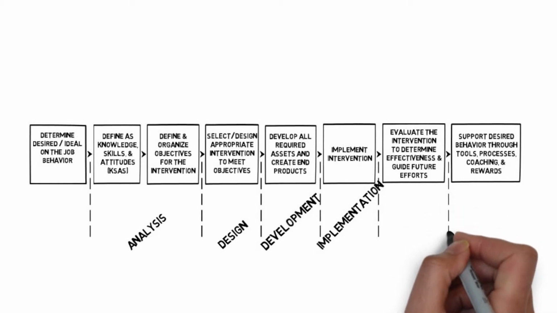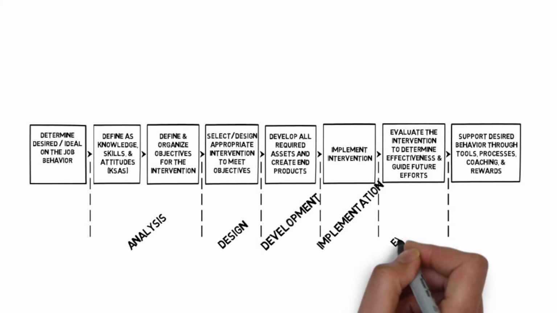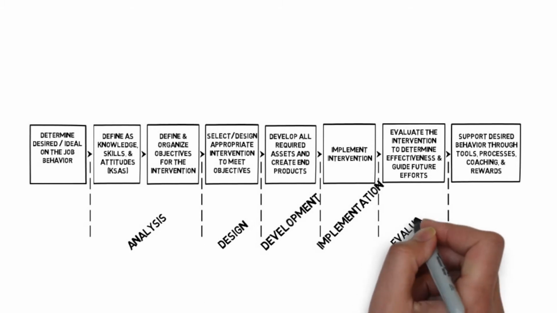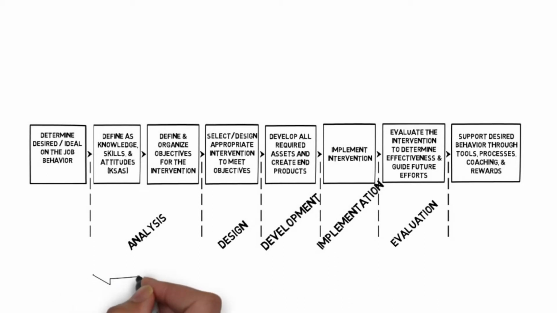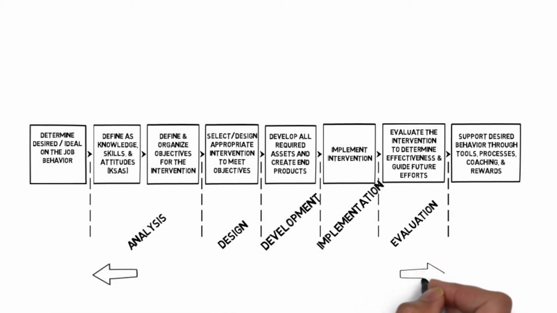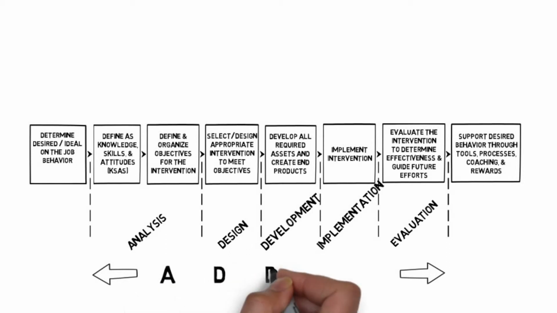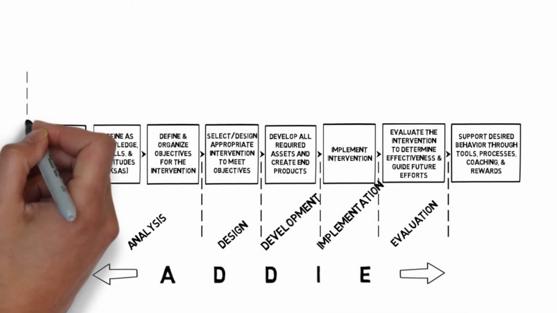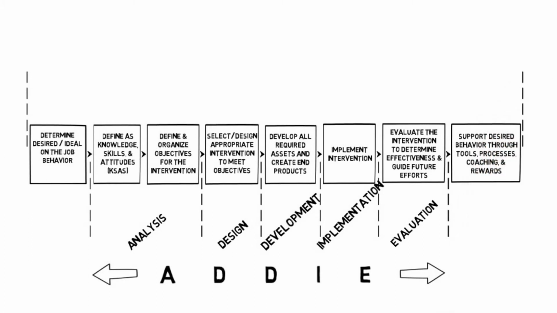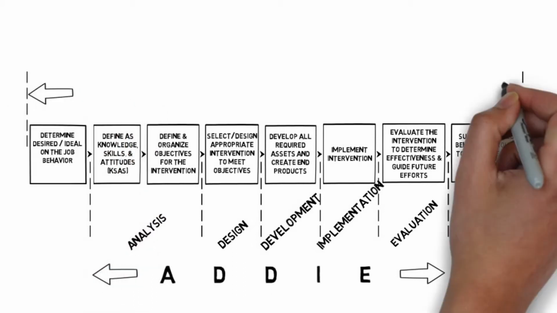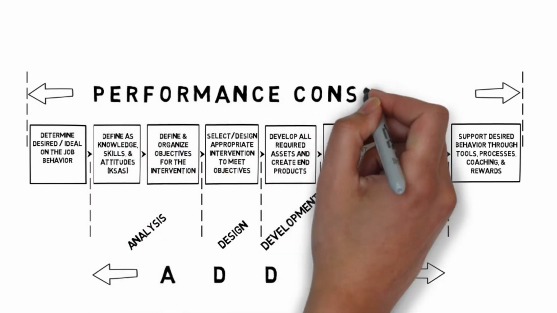Once the intervention has been implemented, you are able to evaluate it to determine its effectiveness and perform a lessons learned to guide future efforts. This phase is evaluation. So these steps, analysis, design, development, implementation, and evaluation, form what is referred to as the ADDIE model, or the Instructional Systems Design model. Notice that determining the desired or ideal on-the-job behavior, as well as supporting the desired behavior through the tools, processes, and coaching, fall outside of the ADDIE process. This whole process together is known as the Performance Consulting model.